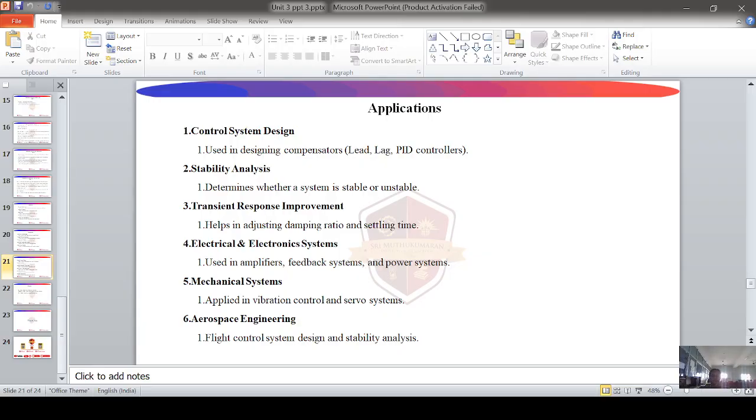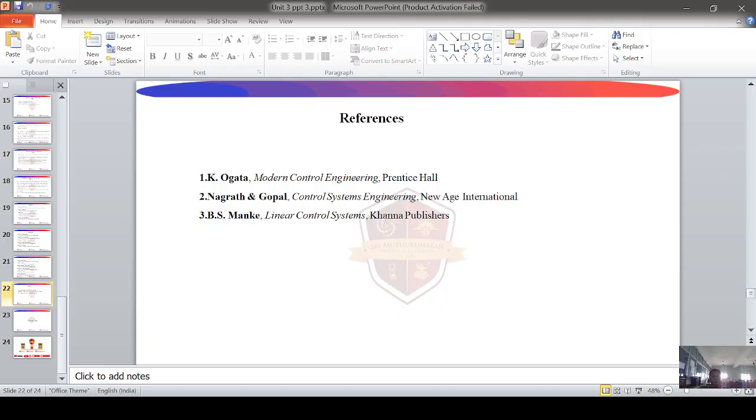aerospace engineering. These are the references for further study.